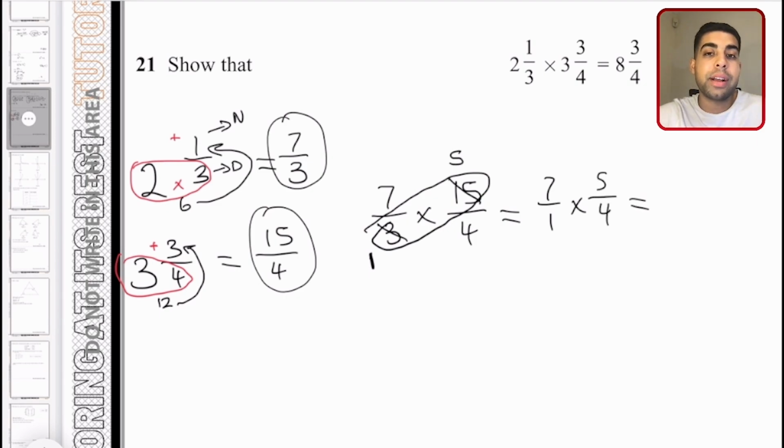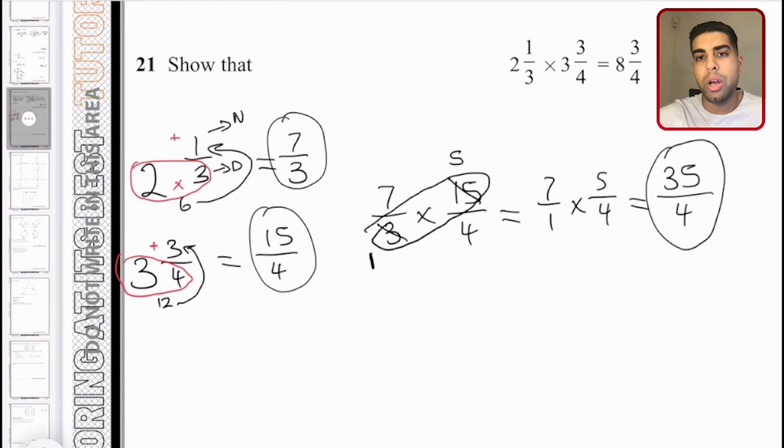And when you multiply a fraction, you can simply multiply it directly with your numerator and your denominator. So 7 times 5 gives us 35, and 1 times 4 gives us 4. So we now have 35 over 4. But hey, that's a different answer from 8 3/4. So let's go ahead and see if they are equal.